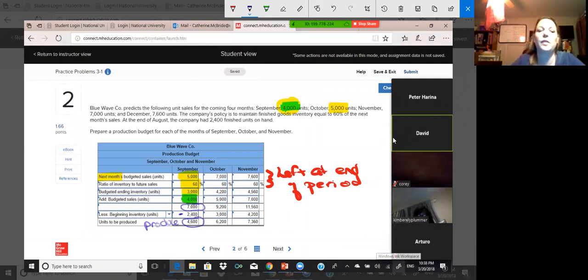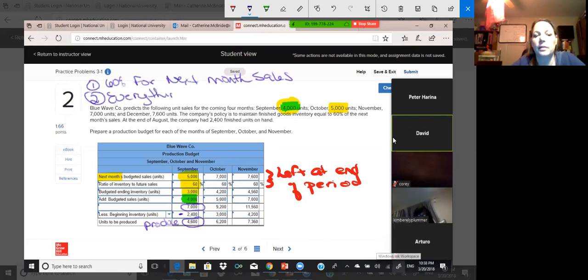Every month I need two things. I need 60% for next month, because I want those left over at the end of the period, so I have to produce them this month. And two, I have to produce everything for this month.